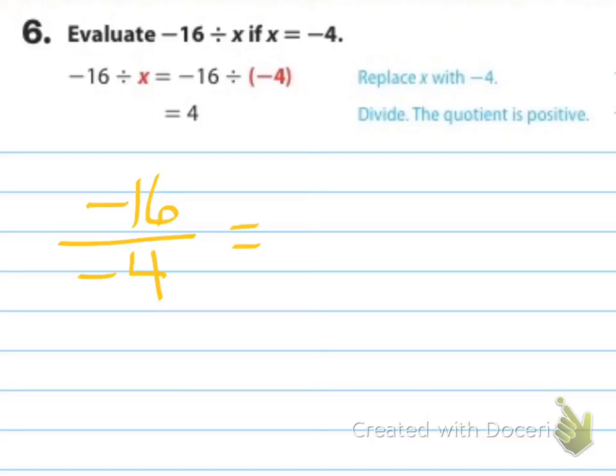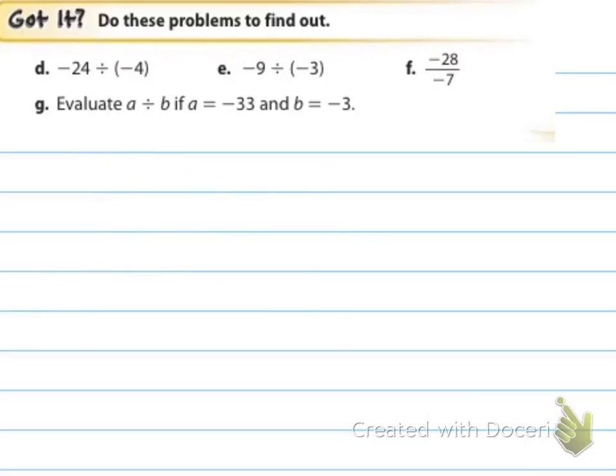So -16 divided by -4, the negatives cancel out. You get 16 divided by 4, which is 4. So same signs, they cancel out, and I like to write them as a fraction so you can see how they cancel out really easily. Do D, E, F, and G, and we'll come back and go over the answers.